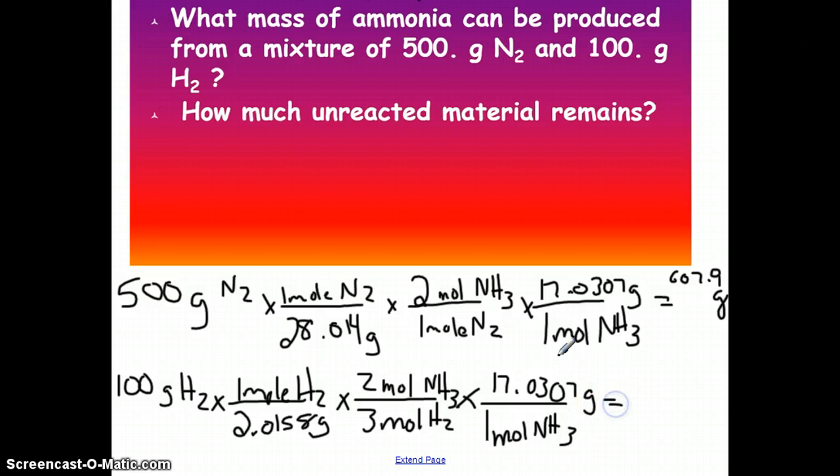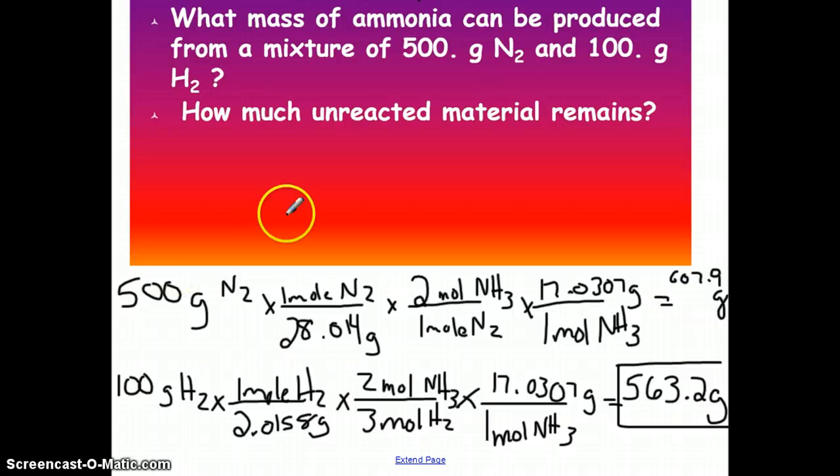All right, now we're going to multiply everything on top, divide by what's on bottom, and we get 563.2. So this is the total NH3 that can be produced because that's the smallest amount, which means that what gave us that, the H2, is our limiting reactant. So H2 is your LR.